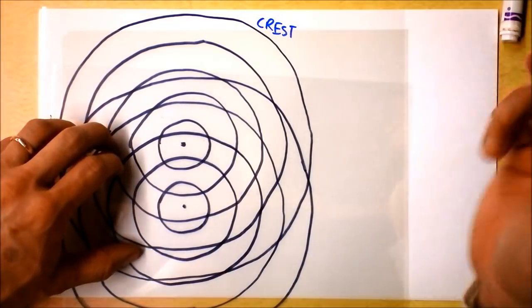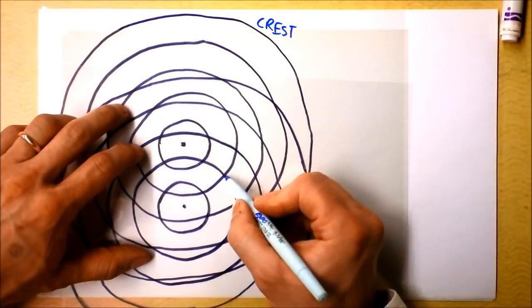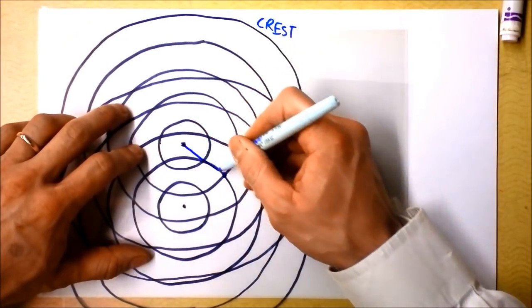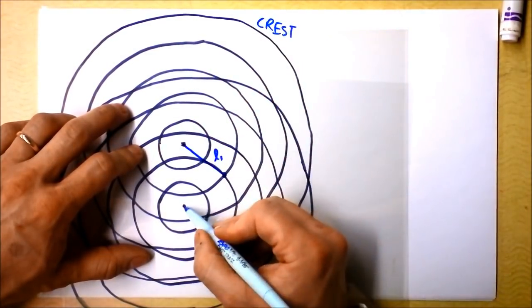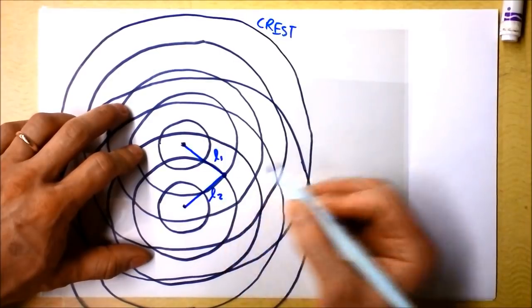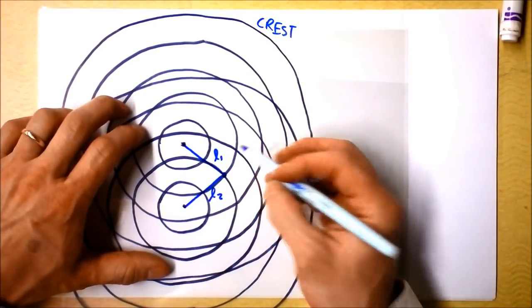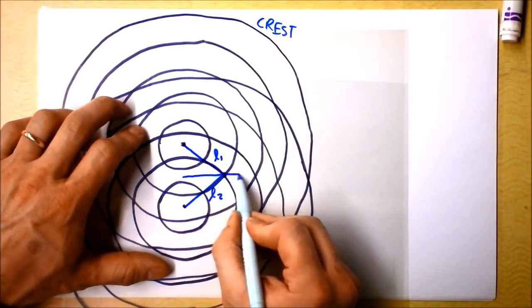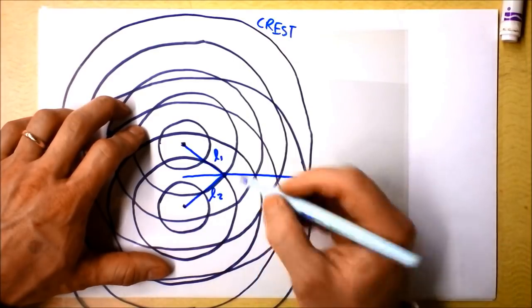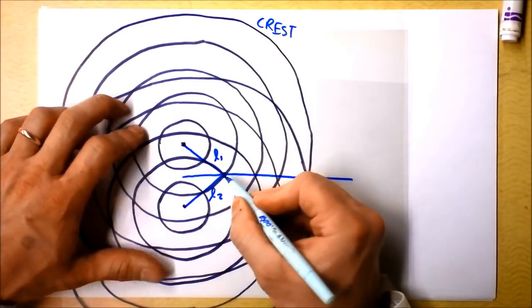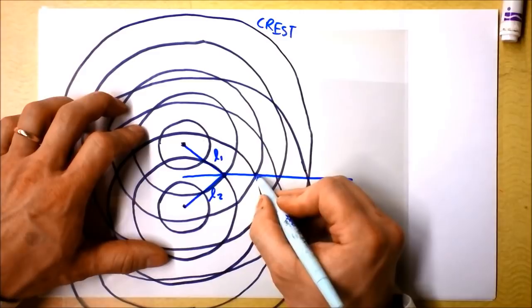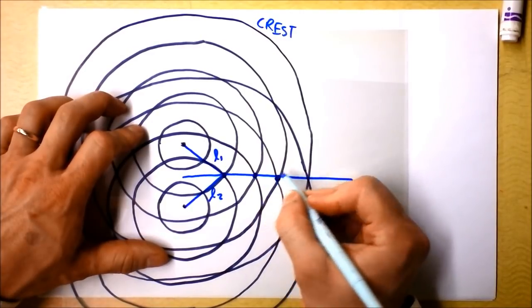I wanna study what's going on right here, and I'm gonna say at this location, the distance that I can define as L1 is the same as the distance that I see as L2. The distance from one source and the distance from another source is the same. And that's true everywhere along this line. So the cool thing is that when I get crest and crest, that's constructive interference.